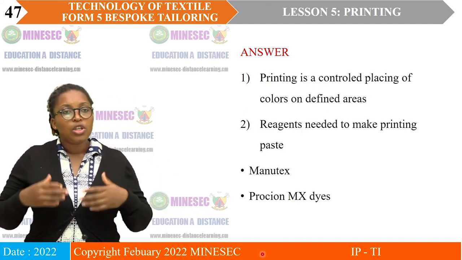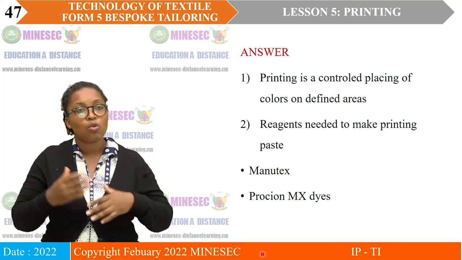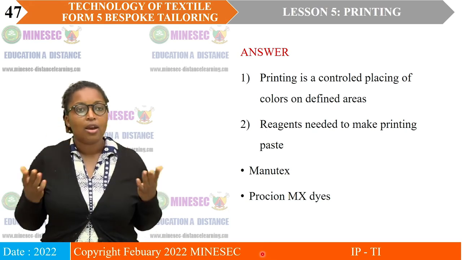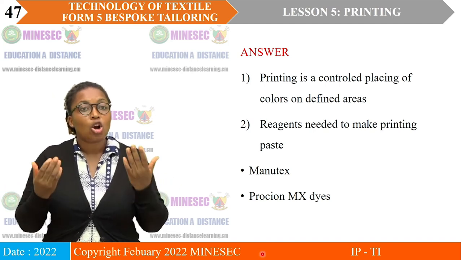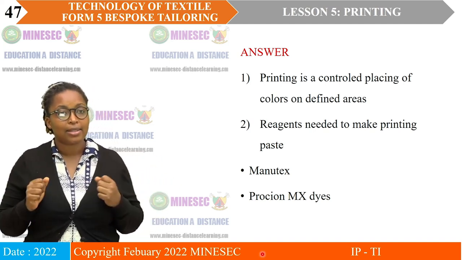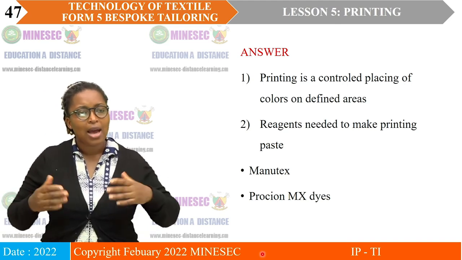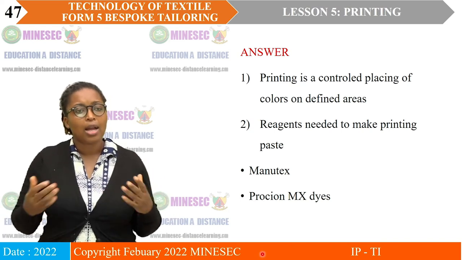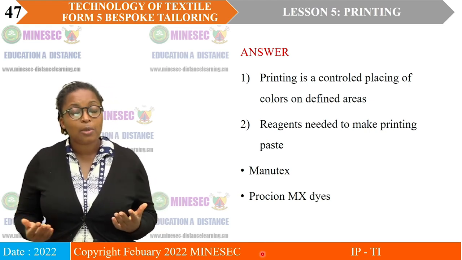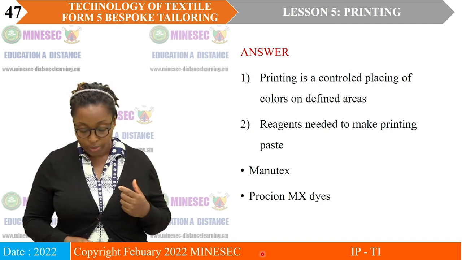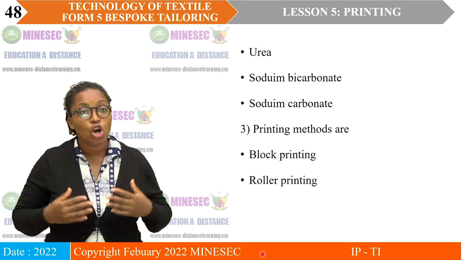So all of us together are going to give the answers. We are going to do the exercise together. First, what is printing? Printing is a controlled placing of colors on defined areas. The second question was, what are the reagents needed to make a printing paste? As we go through the question, we are brainstorming and answering together. The reagents needed to make a printing paste are Manitex, Procion MX, which is a dye, urea, sodium bicarbonate and sodium carbonate.